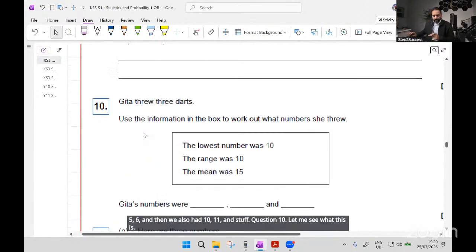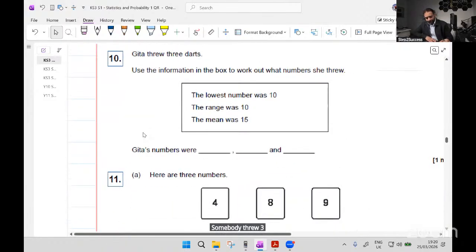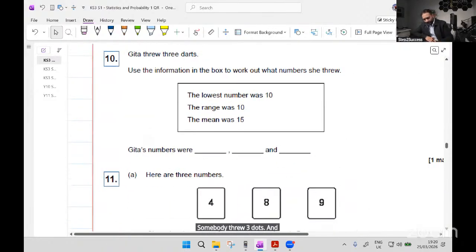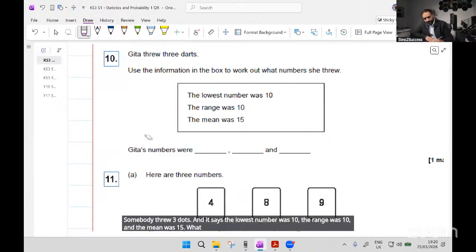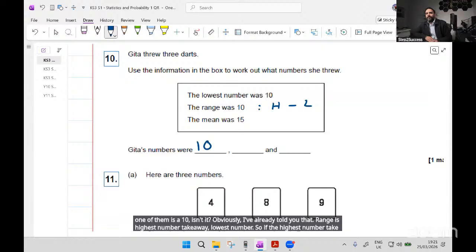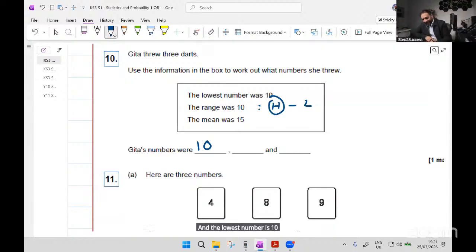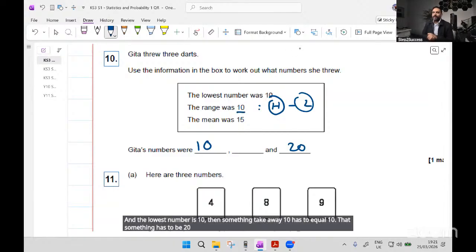Somebody threw three darts, and it says the lowest number was 10, the range was 10, and the mean was 15. What were the numbers? Well, if the lowest number is 10, one of them is a 10, isn't it? Obviously, I've already told you that. Range is highest number take away lowest number. So if the highest number take away lowest number is 10, and the lowest number is 10, then something take away 10 has to equal 10. That something has to be 20, because 20 take away 10 is 10.